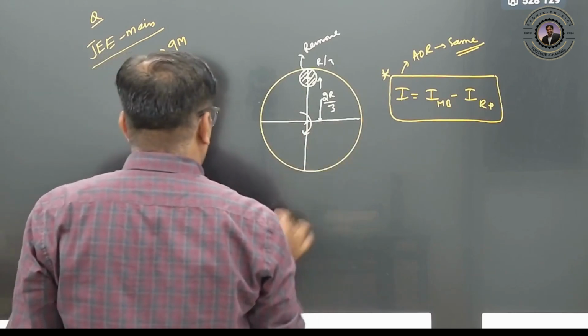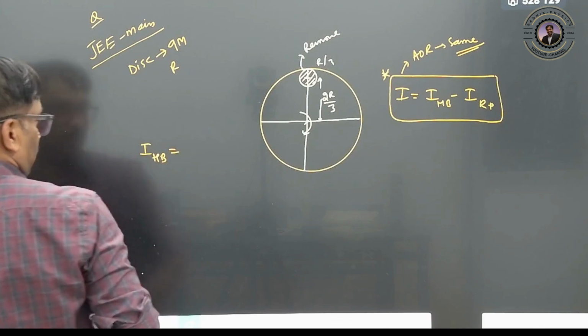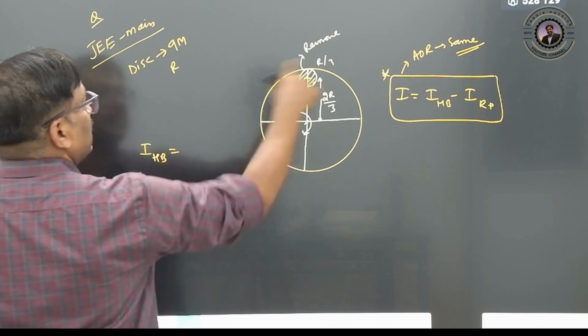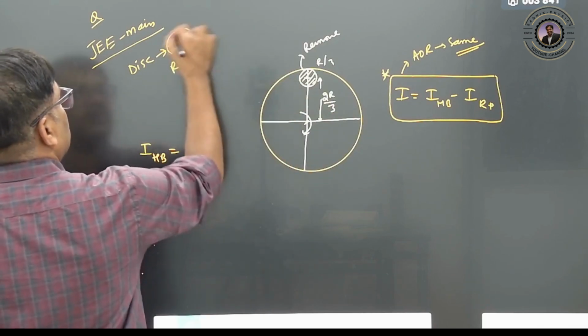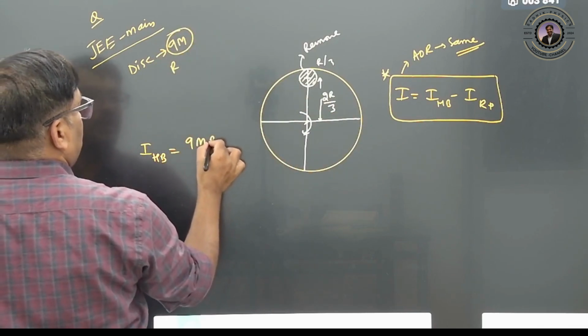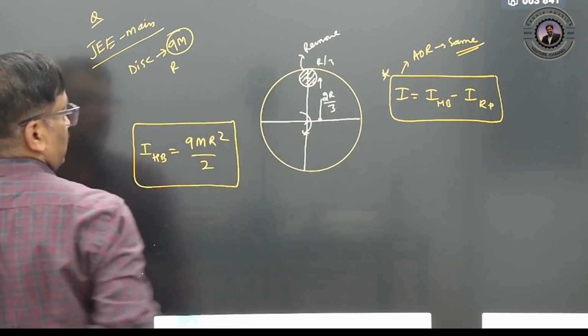What will be the moment of inertia for the complete body? Simple, whole body. This is a disk, so it is Mr square by 2, but the total mass is 9m, so it is 9m into r square by 2. This is the whole body moment of inertia.